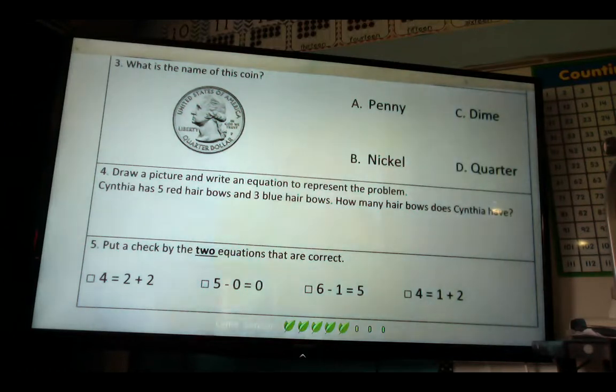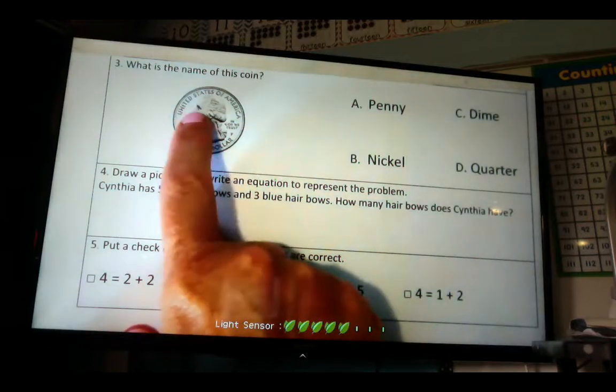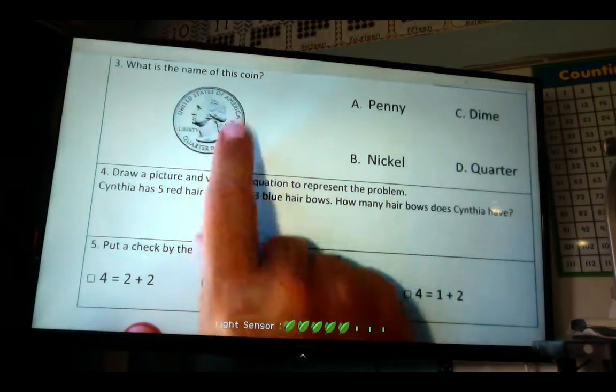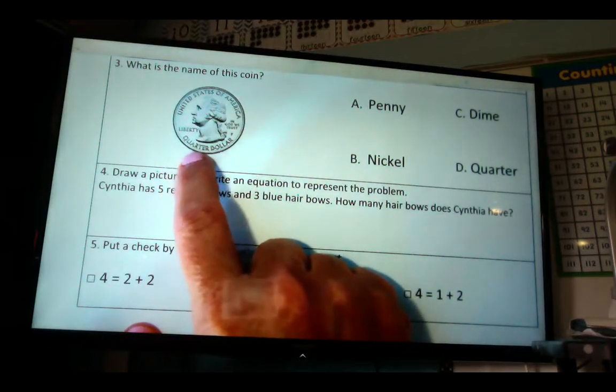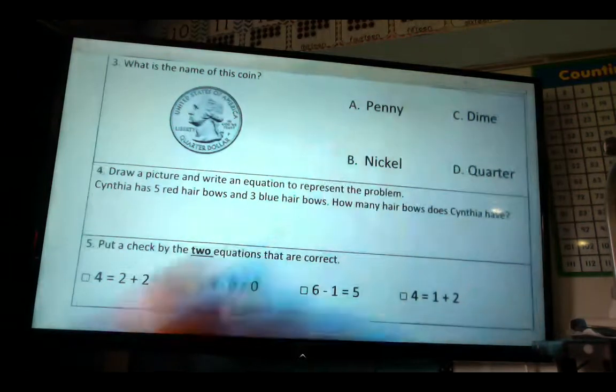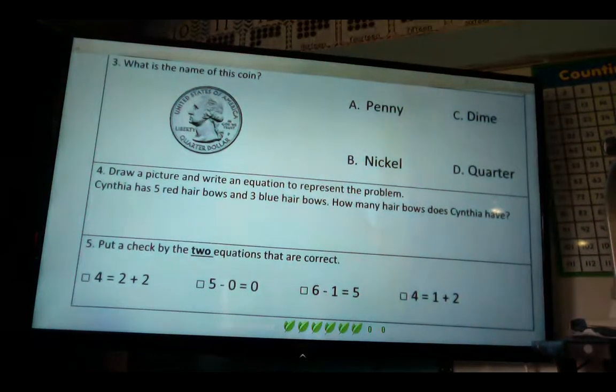So let's look very carefully at this coin. It says the United States of America, but then it says this word right here. Does anyone know what that word is? That is the word quarter. This is quarter of a dollar. So let's look at our answer choices.